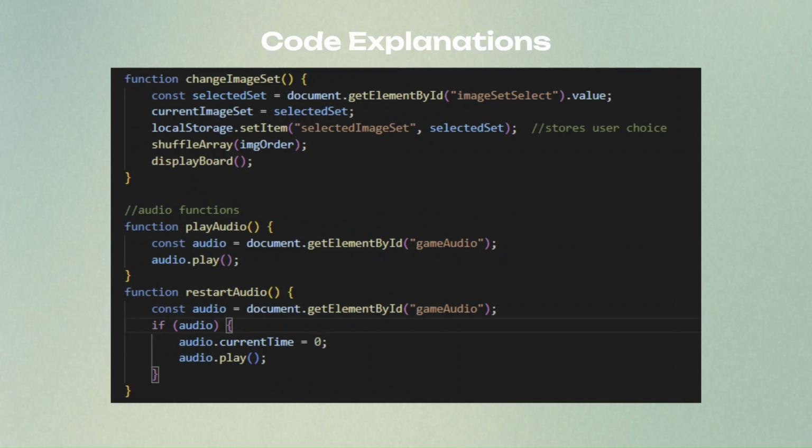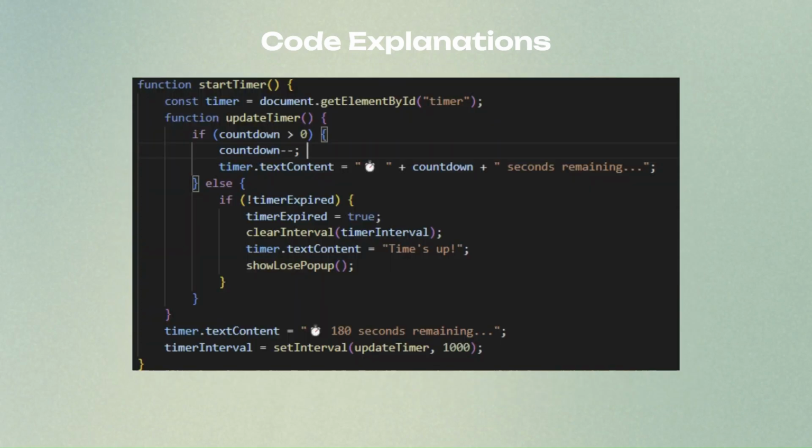Next, we have the change image set function, which enables the user to select and apply different background themes, and it saves their choice to the local storage. Next, we have the play audio function, which just plays the audio, and the restart audio function, which will restart the audio when the game restarts or if the page is refreshed. Next, we have the start timer function, which manages the countdown timer and updates the display every second, which is from down here. The 1000 stands for milliseconds, which will be 1 second.